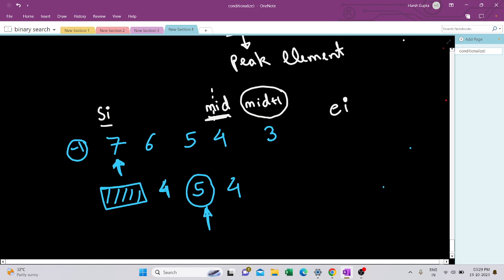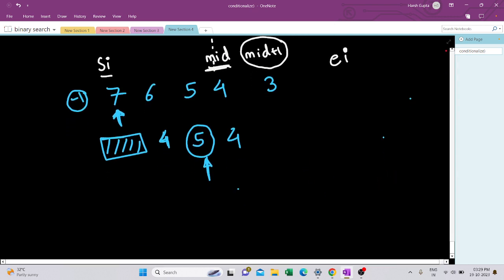And let's suppose the third case: from the mid, the elements keep on decreasing, like 3, 2, 1. If this is the case, then definitely this 4 is the peak element.